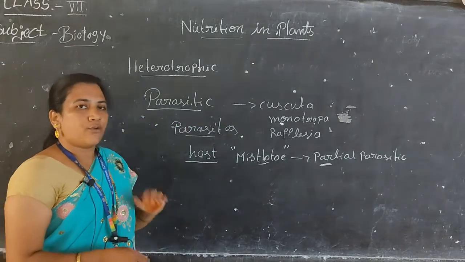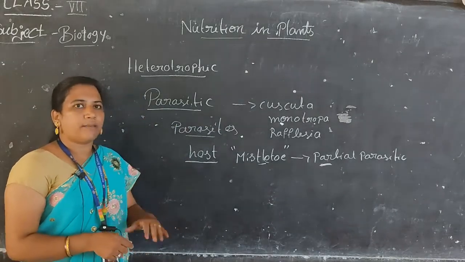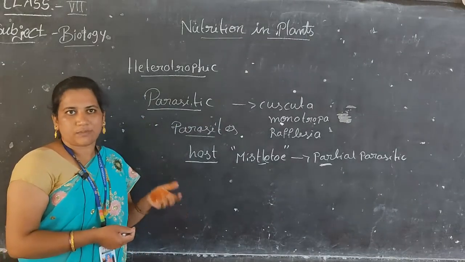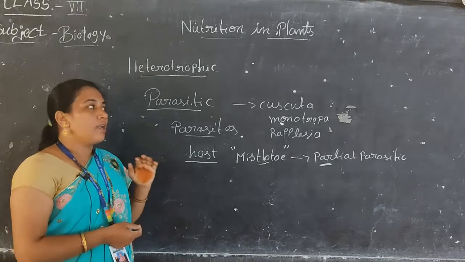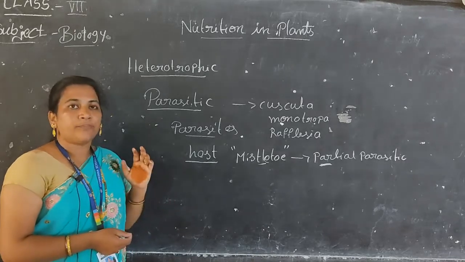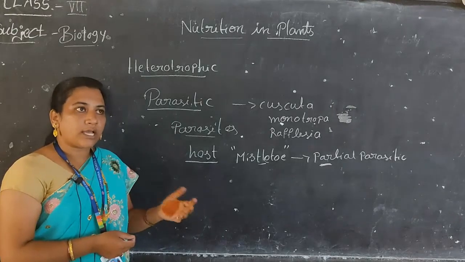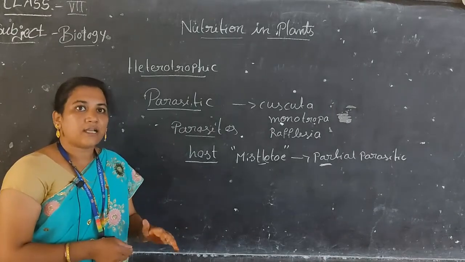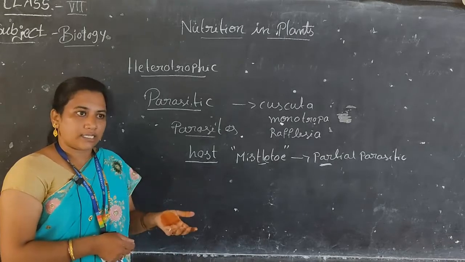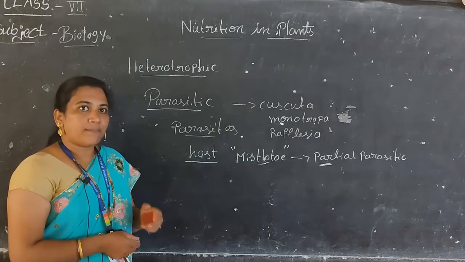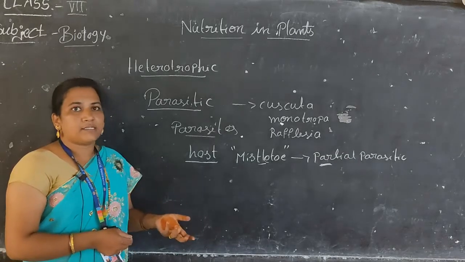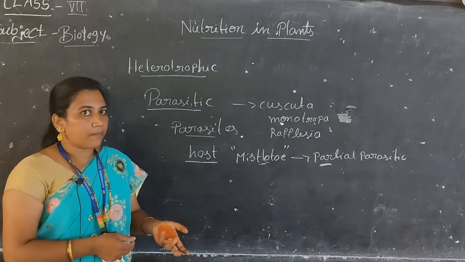Not only humans, but heterotrophic nutrition means we cannot make our own food; we depend only on other organisms. Some of the plants also depend on other organisms for survival. Why? Because some of the plants do not have a green color pigment.